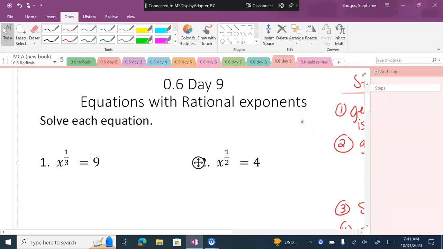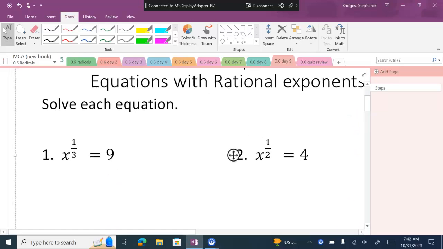Looking at a couple of these equations, okay? We're solving equations with rational exponents, and you'll see that we have our variables raised to our fractional powers. The very first step is to get that variable with the exponent all by itself on one side of the equation. With question number 1, is that variable all by itself with the exponent? Yes, okay.